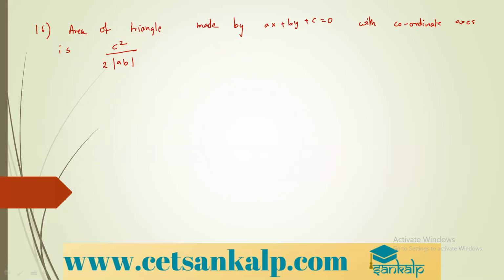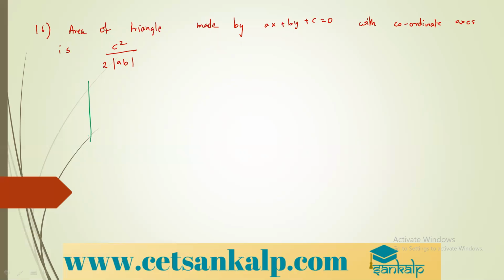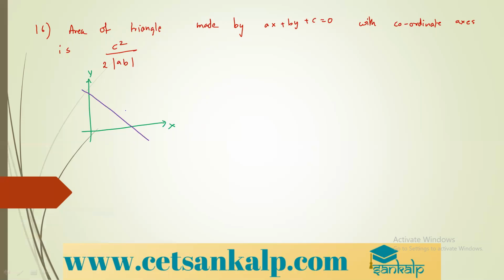That means if you see the diagram, you will get a better idea. This is x-axis, y-axis, coordinate axis. Now we have a line. This line is ax plus by plus c equal to 0. It is making a triangle with the coordinate axis. The area of this triangle you can find using this formula. That is what the formula says.